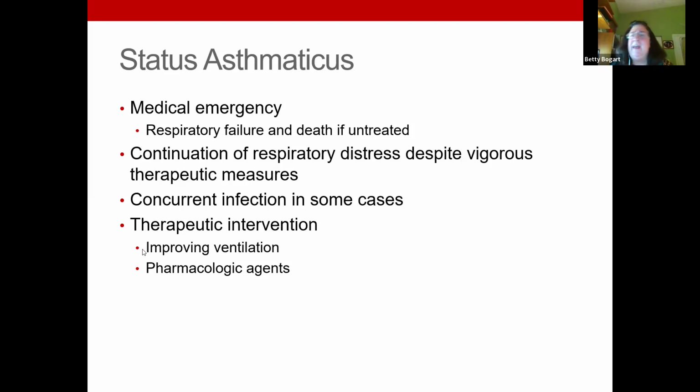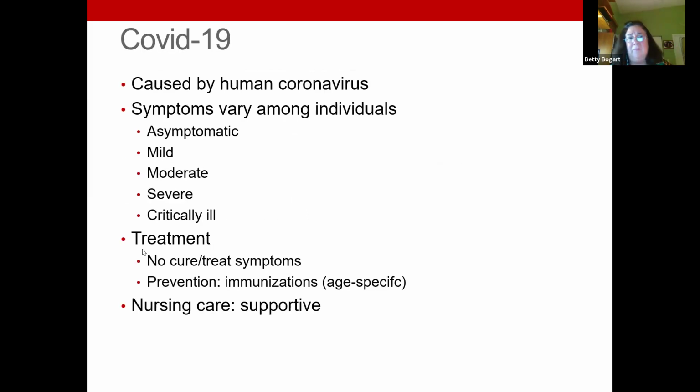Well, the thing with status is it doesn't stop, you keep wheezing. And at this point, what is our goal? Well, we're going to be giving the albuterol, we're going to be giving steroids, and we keep going. We're going to be giving that aminophylline and maybe some sort of ventilation if at all possible. I was very blessed. My husband never had to go on a ventilator only because I was with him and I didn't leave his bedside and I could calm him down.